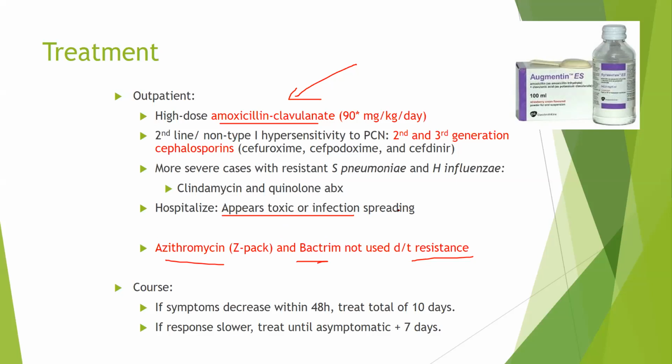If you do treat with azithromycin, generally for adults, I'll treat with 500 of azithromycin daily for 5 days. That generally is good practice for adults because the Z-Pack is 500 and then 250. But with children, if you have to, based on allergies, then you can use azithromycin, but you want to dose it probably at the higher end of the dosing range. So the course is that their symptoms should decrease within 48 hours, and total treatment lasts about 10 days. If there's a slower response, then treat until they're asymptomatic for 7 days.